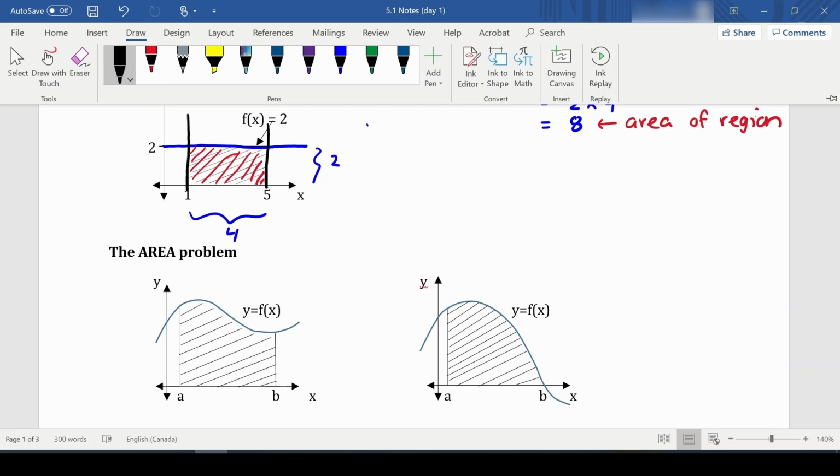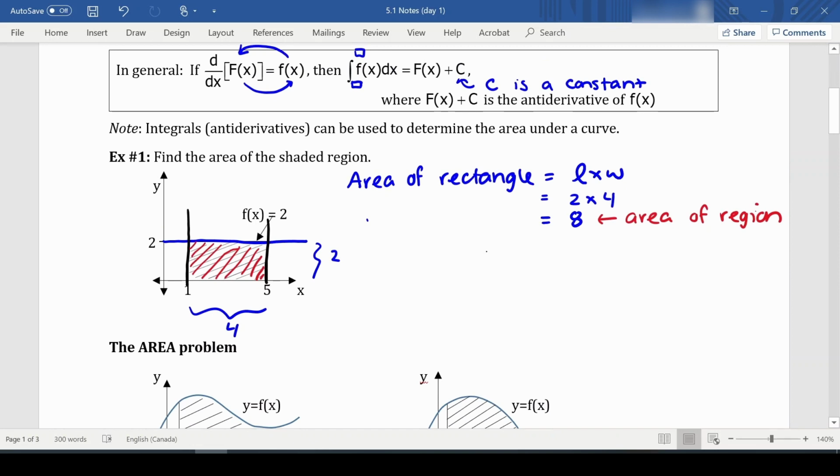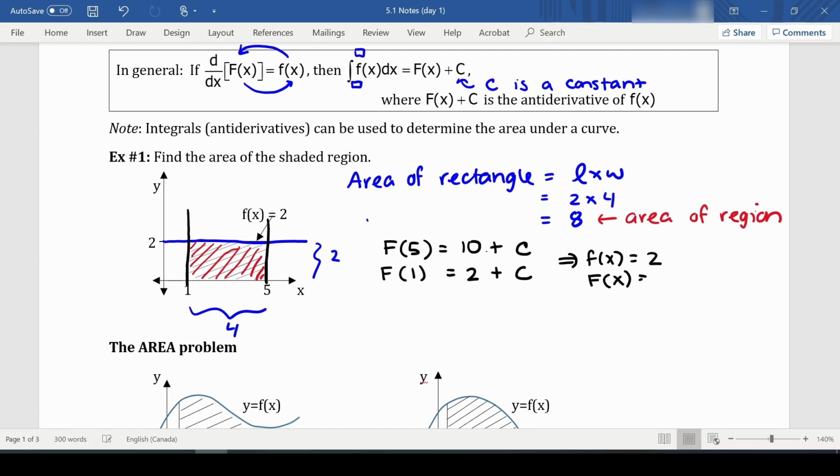Now, if I think about this in terms of integrals, we know that big F of 5 would be equal to 10 plus c. Big F of 1 would be equal to 2 plus c. Now, how do I know that? Well, if little f of x is equal to 2, the antiderivative of this, big F, is equal to 2x plus c. The derivative of big F would be 2, which is little f. The antiderivative of little f would be 2x plus c, which is big F.